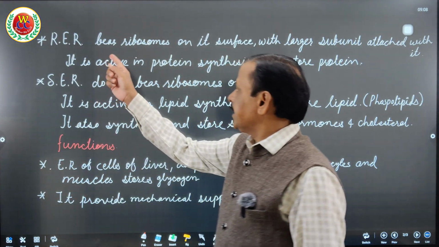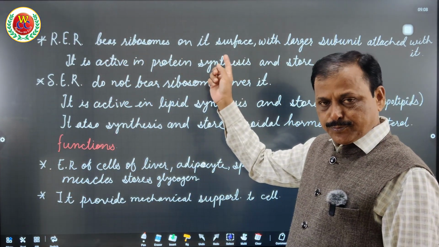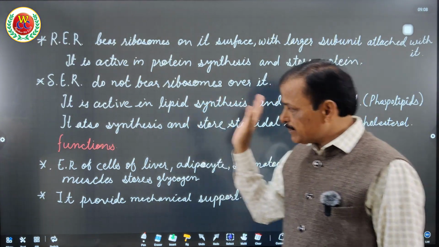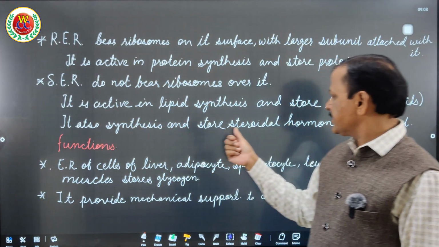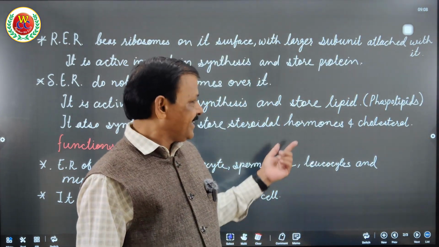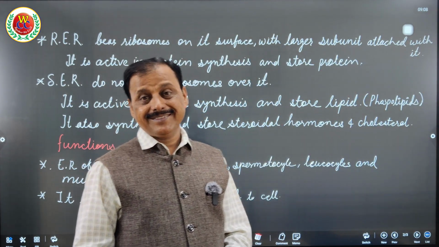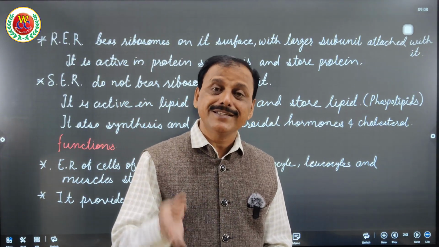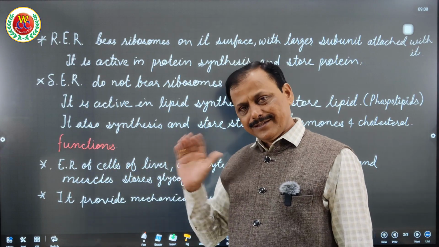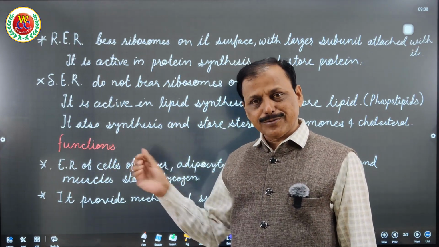Here, RER bears ribosomes, produces protein, stores protein. SER does not bear ribosomes, produces lipid, stores lipid. It also synthesizes and stores steroidal hormone. It's very important, and cholesterol. In addition to lipid and protein, it synthesizes steroidal hormone and stores it. This is what we have about the endoplasmic reticulum structure.